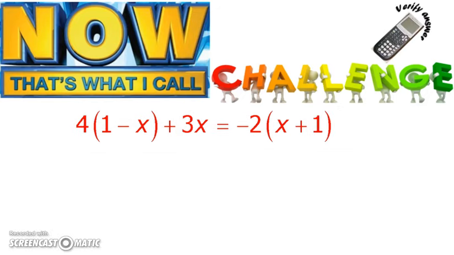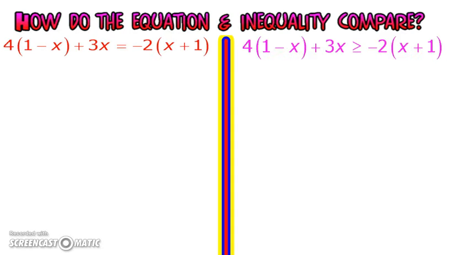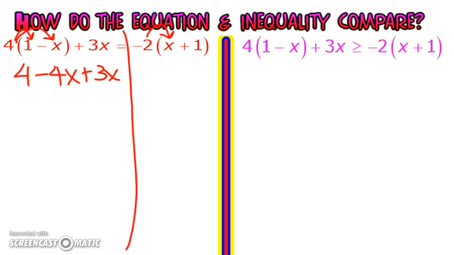Challenge. We are going to solve this problem, both equation and inequality. So let's get started. Very first step, distributive property. 4 times 1 is 4. 4 times negative x is minus 4x plus 3x. And then distribute on this side. Negative 2x minus 2.